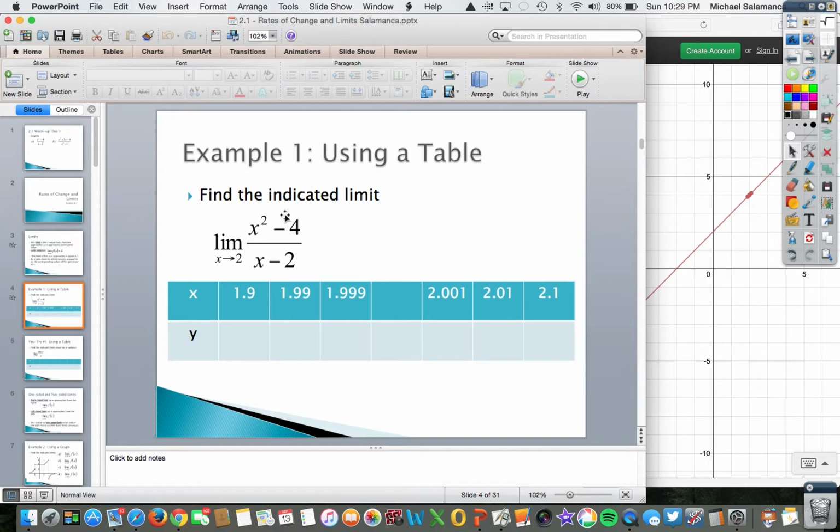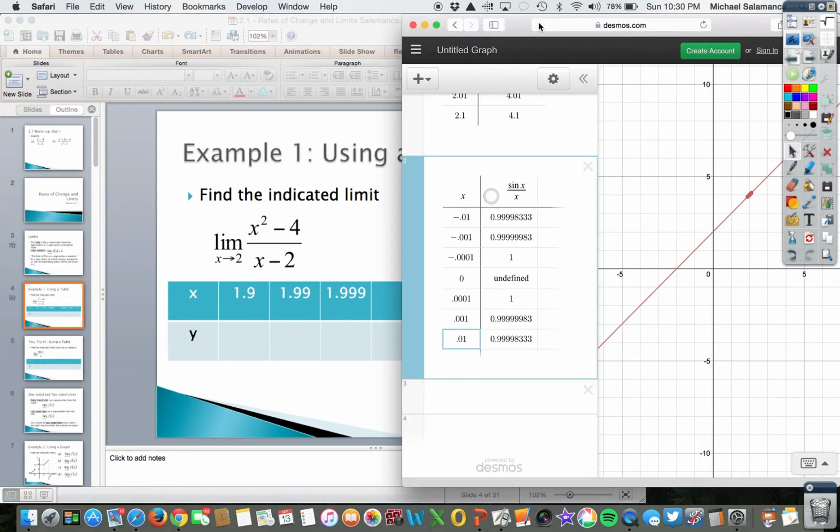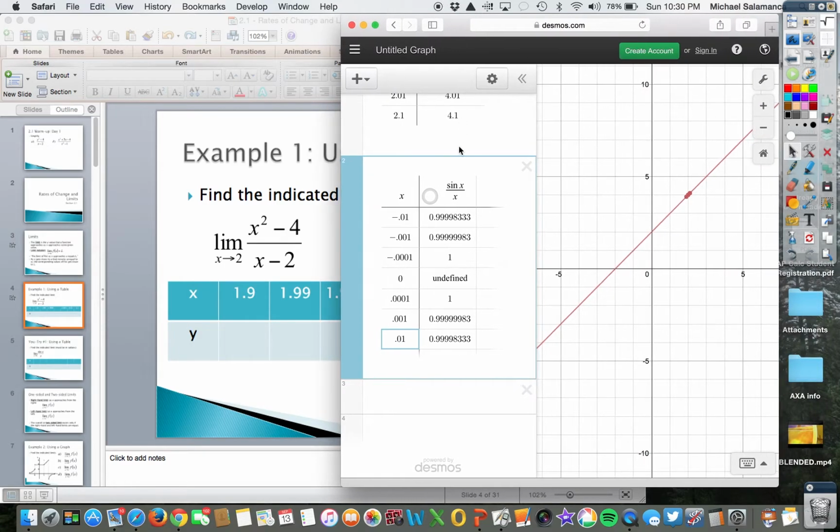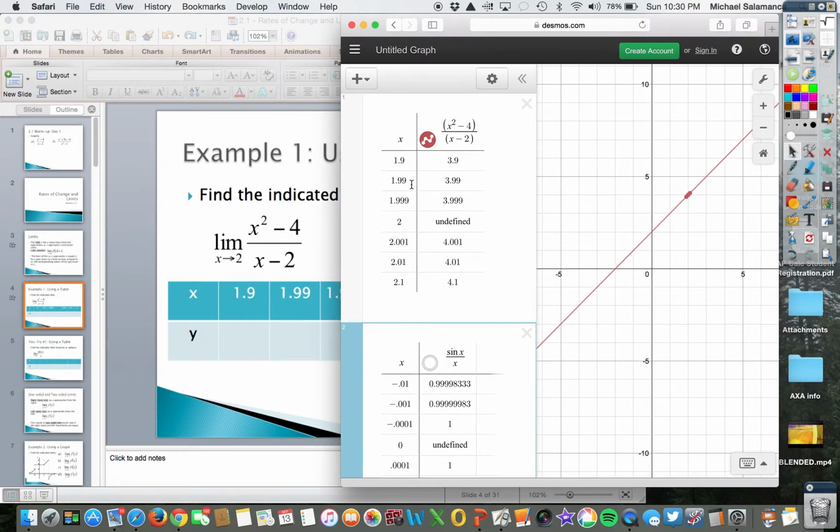So in example 1, we're going to use a table. And we have the function, the limit as x approaches 2 of x squared minus 4, all divided by x minus 2. You'll also notice that we have a table of x values and y values. The x values are all on both sides of the 2, which is why we have this blank in the center. And what I like to use is an app or a website called Desmos. Now Desmos will allow us to input this graph and create a table.